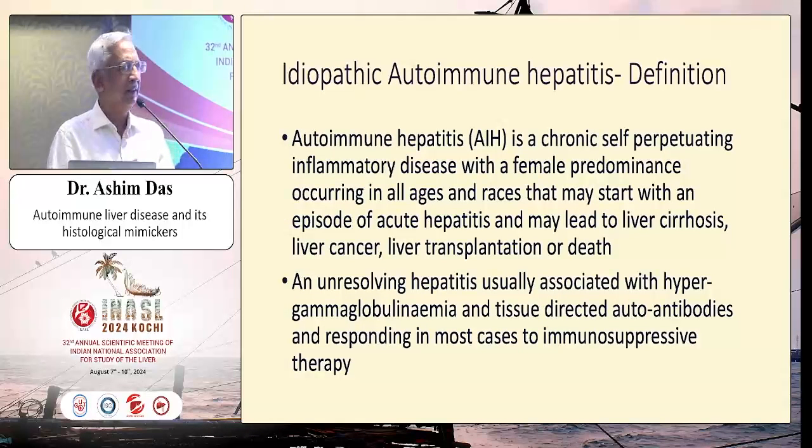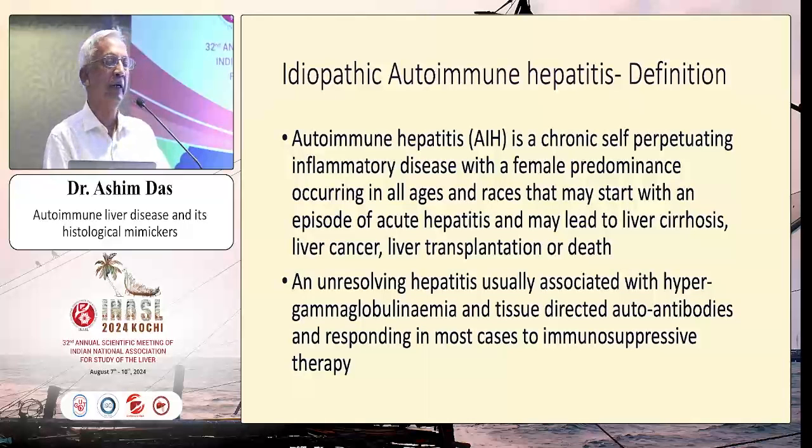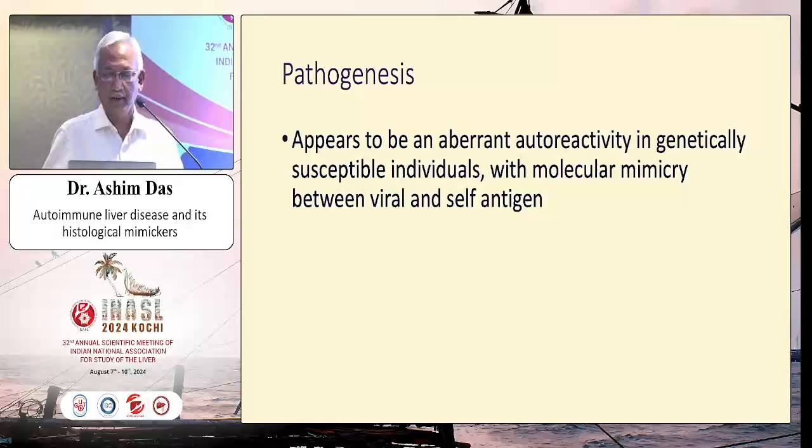I'm not going into all these details, and all of us know there is a female predominance. But autoimmune hepatitis, particularly idiopathic, can occur in children, and in adults they are mainly females. It leads to cirrhosis, liver cancer, liver transplantation, and death. So for any unresolving hepatitis with hypergammaglobulinemia and positive tissue-directed autoantibodies, one should think we are dealing with autoimmune hepatitis, with aberrant autoreactivity by the body because of molecular mimicry between viral and self-antigen.